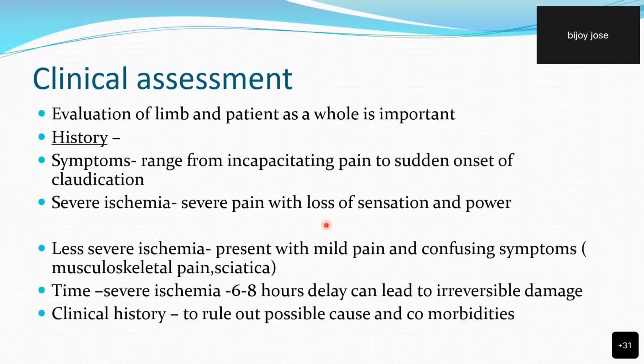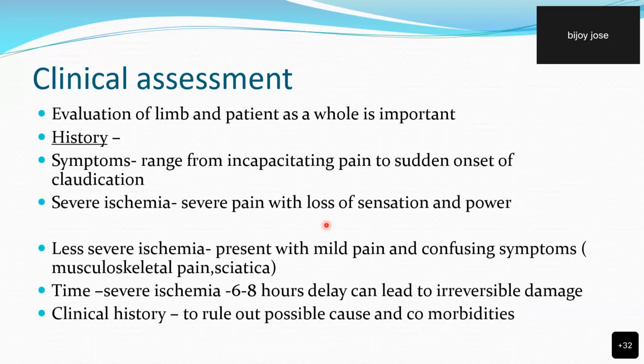So again, clinical assessment, evaluation of the limb and the patient as a whole is very important, because not only do we see the limb, we have to see what is the source of the embolus, what are the comorbidities of the patient, what is the presenting status, and the age of the patient. These are all very important.